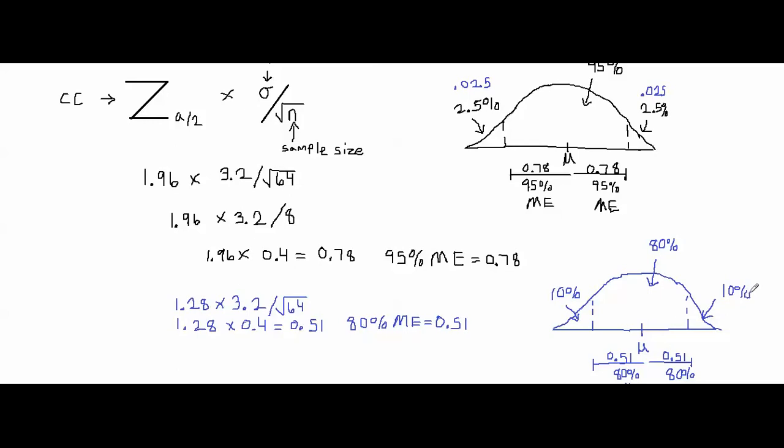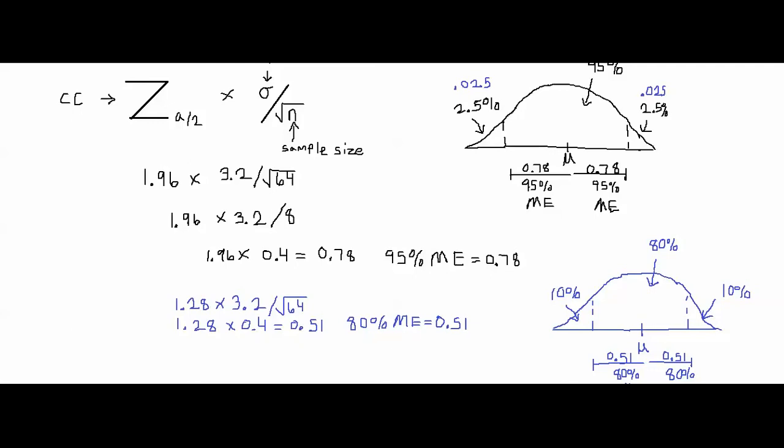So it looks like when I take my sample of 64 people, 10% of the possible samples that I could get have a sample mean more than 0.51 below the population mean. 10% of the possible samples have a sample mean more than 0.51 above the population mean. And 80% of the possible samples have a sample mean within 0.51 of the population mean.